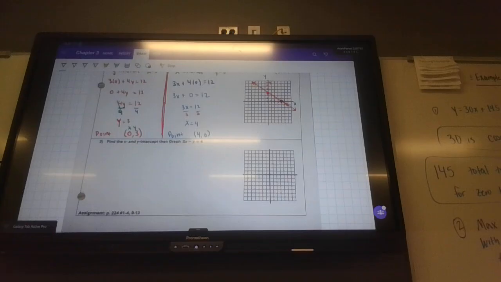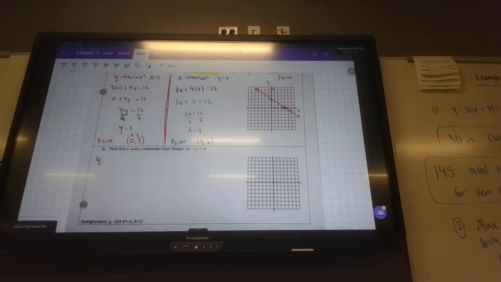All right, here we go. So, what did we do first? First, we found the y-intercept up top, and that means a point on the y-axis. You plug in x equals 0, and then we do it again, but we find the x-intercept, and we plug in y equals 0, and we do zeros.